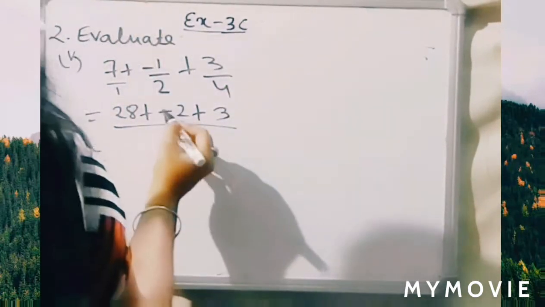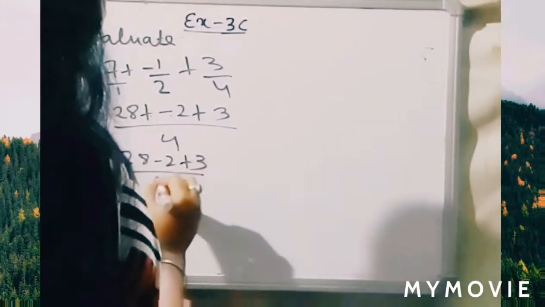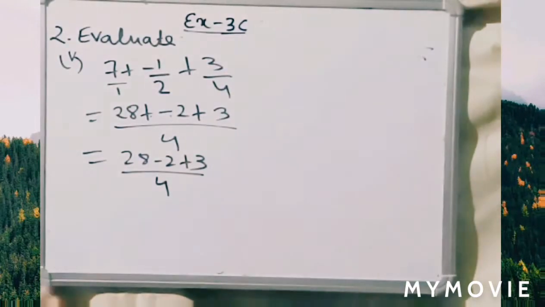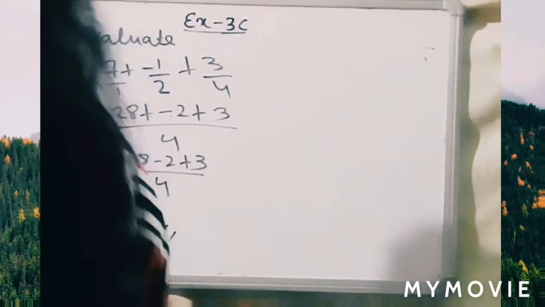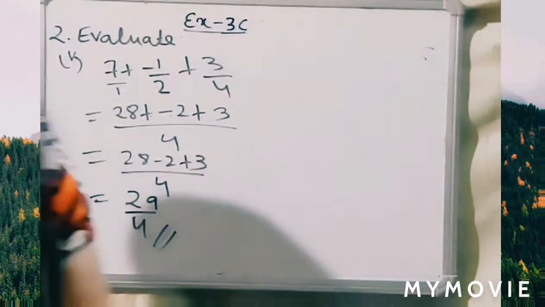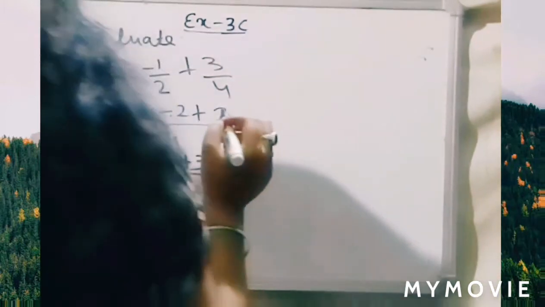Now class 10 means plus minus is minus. 28 minus 2 plus 3 by 4. Now 28 minus 2 is what? 26. 26 plus 3 is what? 29 by 4 is your answer. This is very easy. And question number 6 also let me do. So question number 3 too you can do. Question number 6.